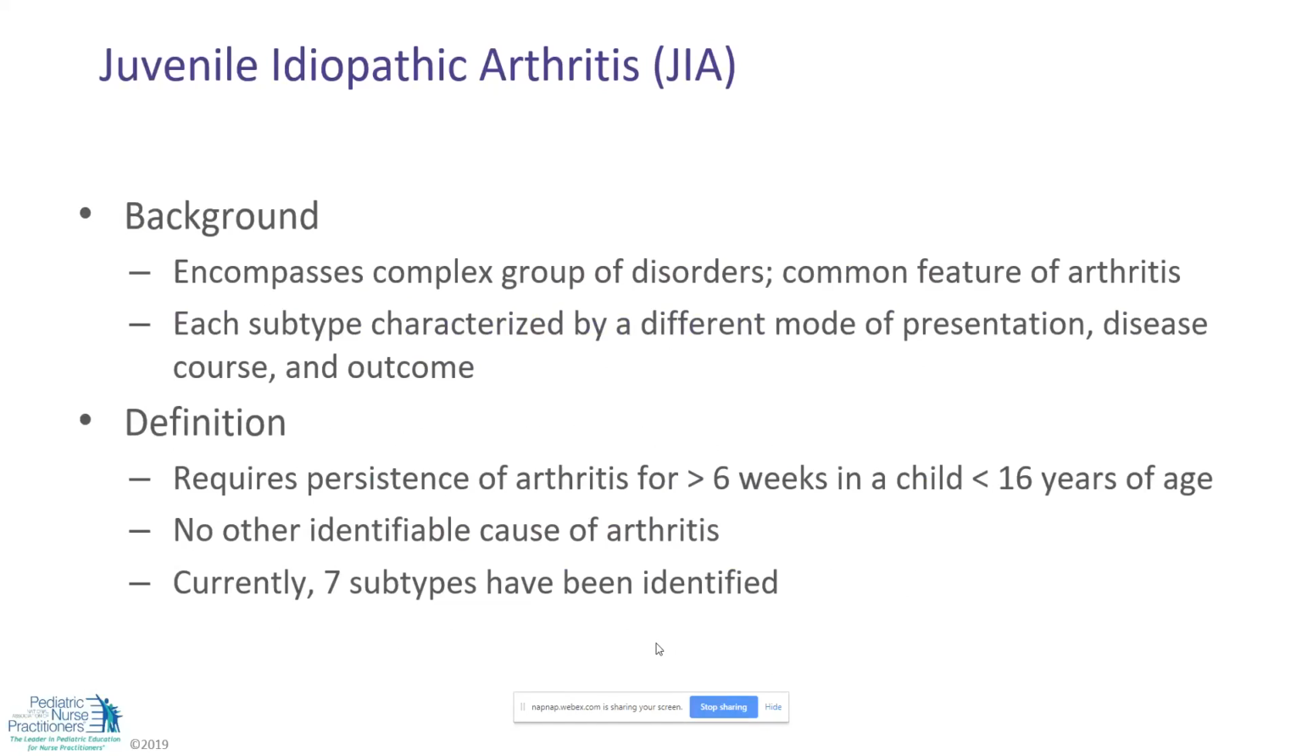The background: this is a complex group of disorders. What we know that all of them have in common is arthritis, and there are several subtypes, which we'll talk about in subsequent slides. Based on the subtype, the presentation, the course, and the outcomes will vary. The definition of JIA is that the patient has a persistence of arthritis for greater than 6 weeks, and they are less than 16 years of age. It's important that we rule out any other identifiable cause of arthritis, and that we are aware that there are currently 7 subtypes.